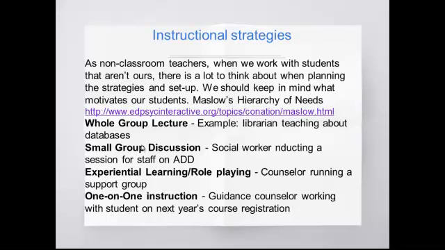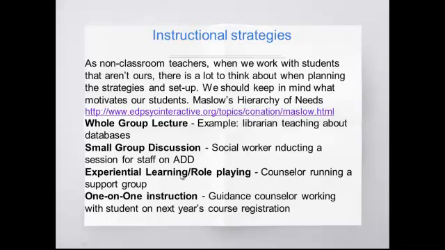Another strategy would be small group discussion. If you're a social worker conducting a session for staff, possibly on ADD, you might break the teachers into tables to give examples. You might go around and work with that small group. You might be working just with a department. So you might come in and say some of the students that we have that you've noticed that need some extra help. You might be even on an IEP. An IEP could be considered like a small group discussion.